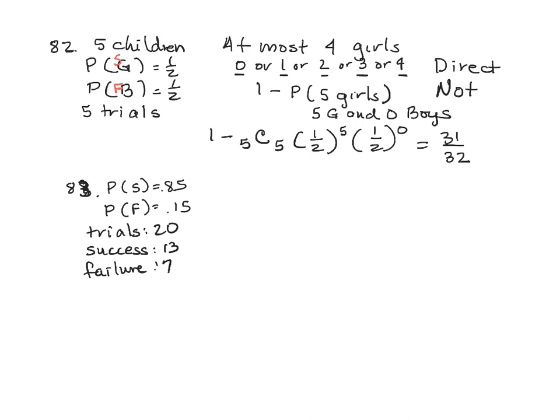And so they want us to round to 4 decimal places. All right, so this one won't be too bad. We've got 20 C 13, and our probability of success is 85/100 to the 13th power, and probability of failure is 15/100 to the 7th power. All right, they asked us to round to 4 decimal places, and we get 160 thousandths.